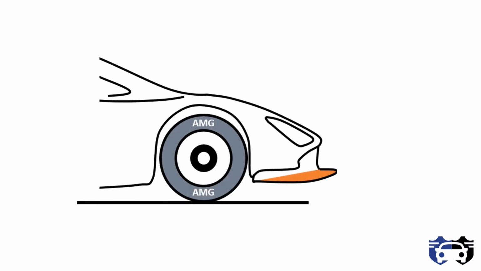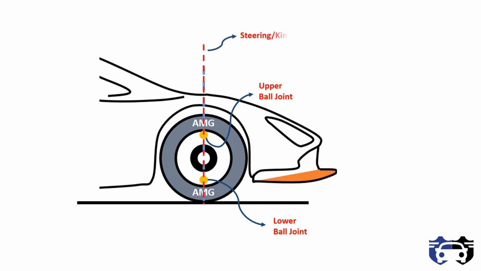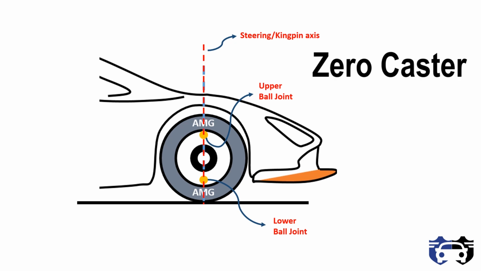So here you can see, this is the front wheel, the blue line is the vertical line passing through the center, and this is the upper ball joint and the lower ball joint of the knuckle or upright. The axis passing through the upper and lower ball joint is called the steering axis or the kingpin axis. Currently you can see the red steering axis is parallel to the blue vertical line. This is called the zero caster.